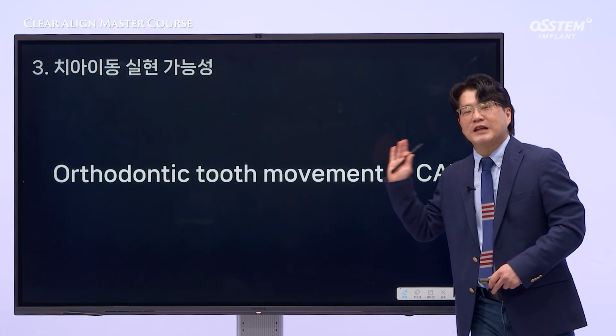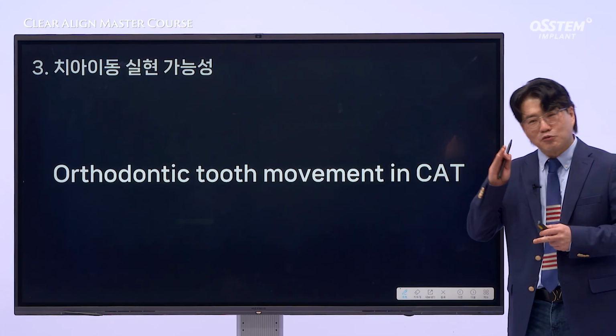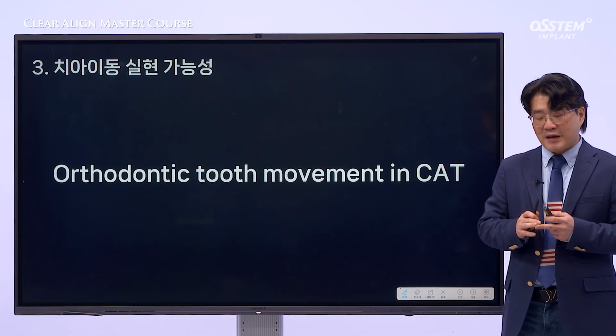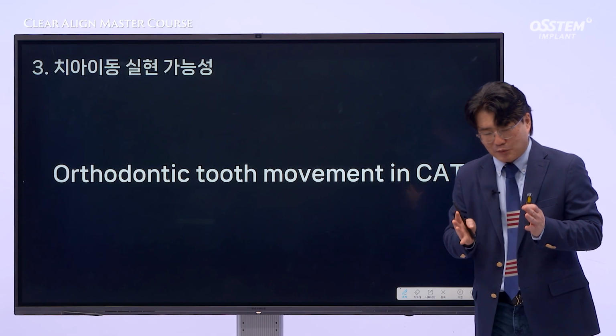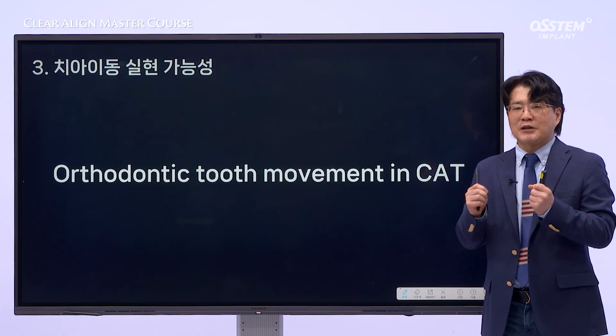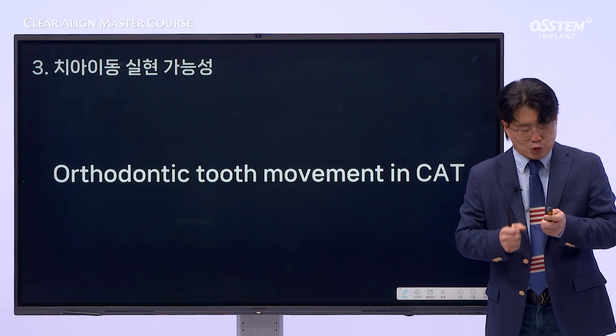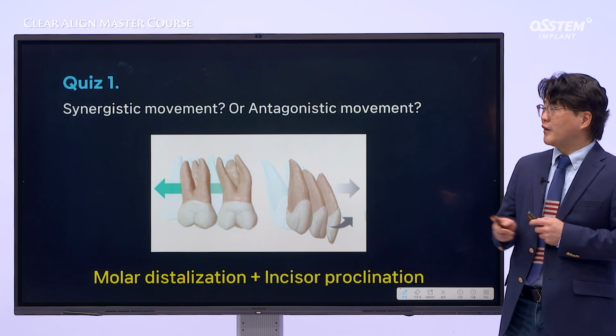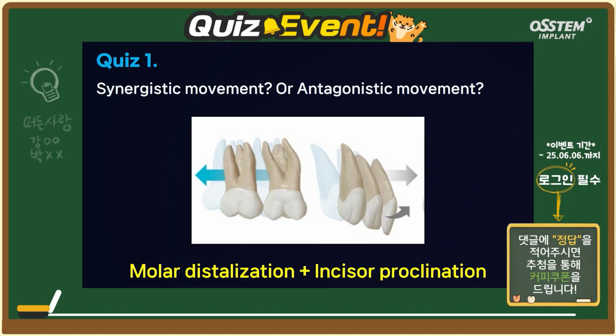The third point is the feasibility of the planned tooth movements. There are several key aspects we need to understand and be aware of in this regard. Within the physical limitations of clear aligners, we need to consider how different tooth movements interact with each other. We'll take a closer look at these things. Before that, let me give you a quick quiz.